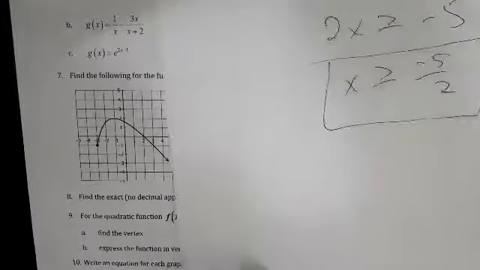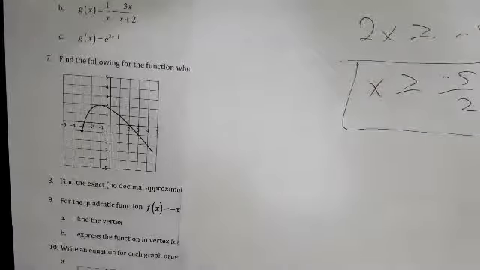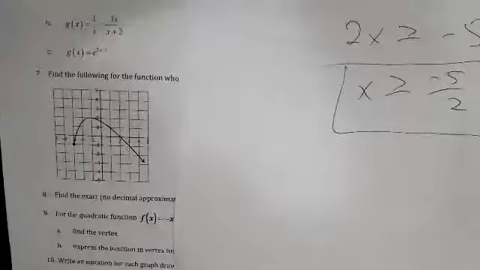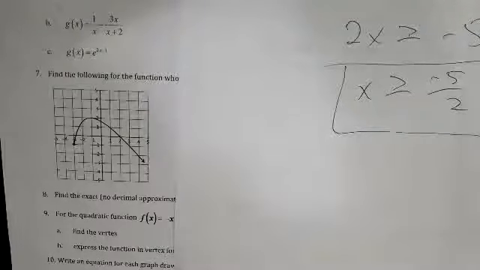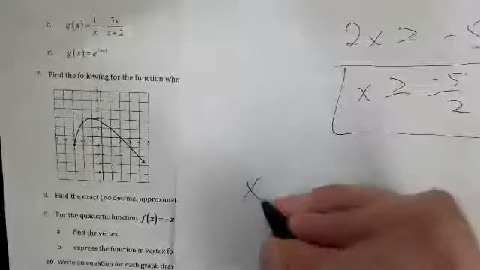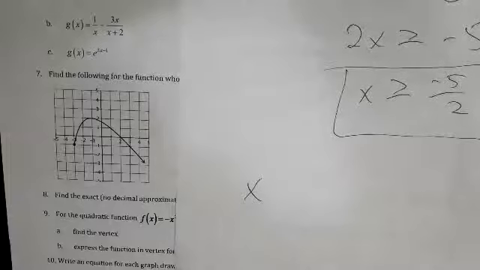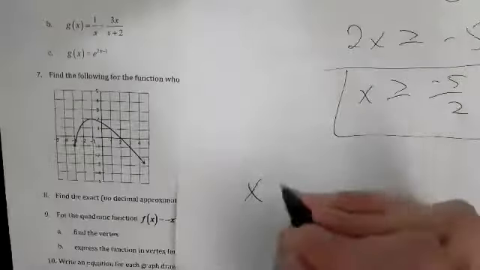All right, so the next one. How am I getting my domain in this one? I'm dividing by things, which is an important thing. So what do I do when I divide by things? I say the denominator, which here is x, cannot equal zero. So x cannot equal zero.